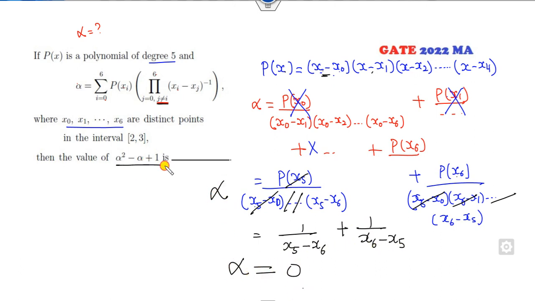So if alpha is 0, what is the right answer of this problem? You need to just open the bracket. Whatever the statement given to you, just try to write it in this form. You will get the right answer.